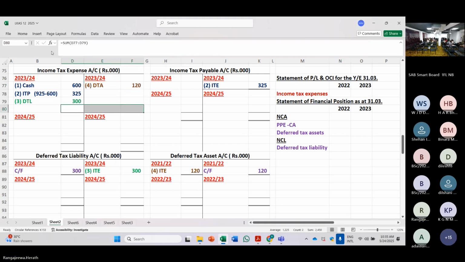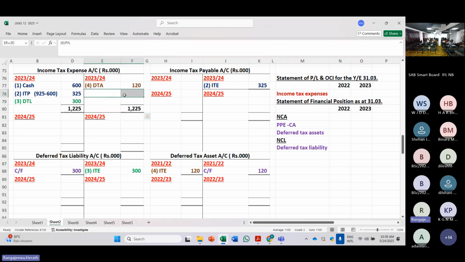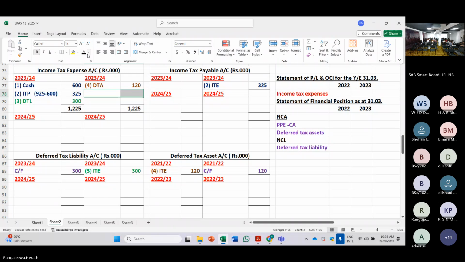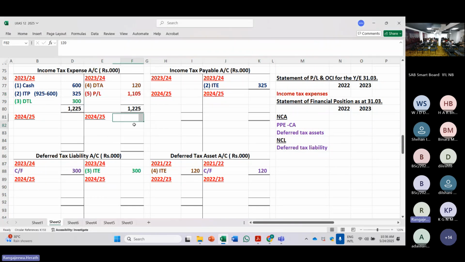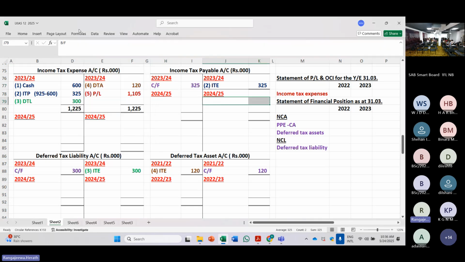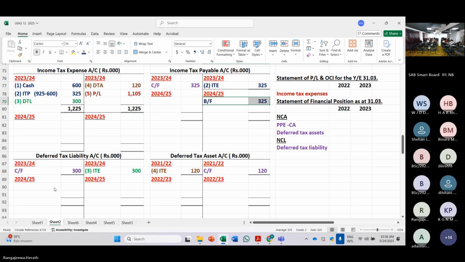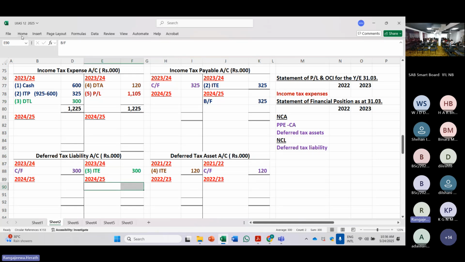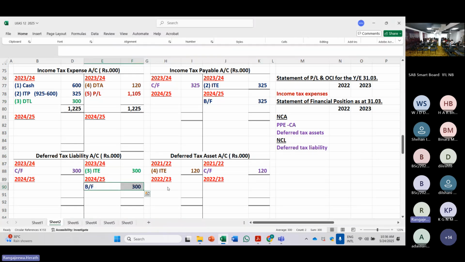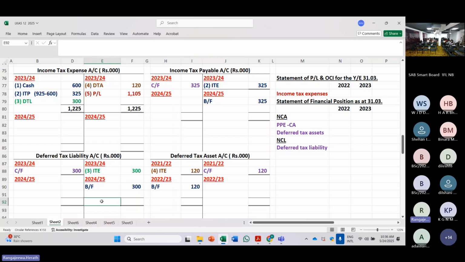So the first year tax expense account, debit side 1,225. When you take that into the credit, the tax expense charged to P&L 1,105. Tax payable account, you can carry forward the balance to next year, 325. Deferred tax liability brought forward balance 300. Deferred tax asset brought forward balance 120. The first year.